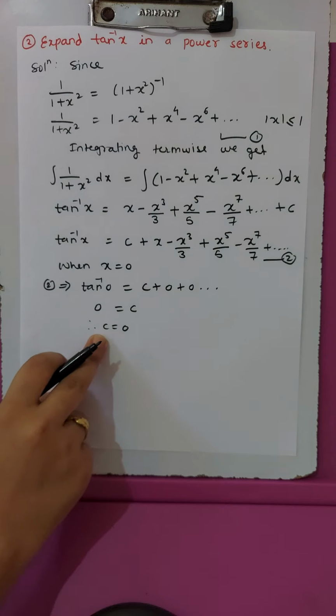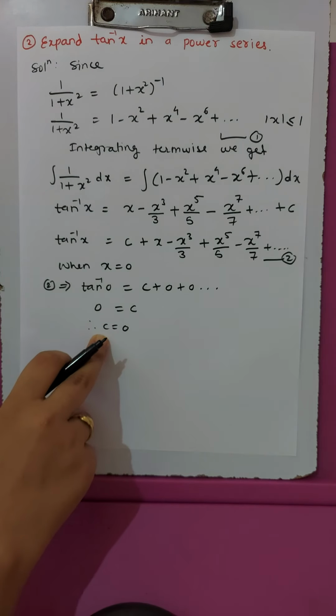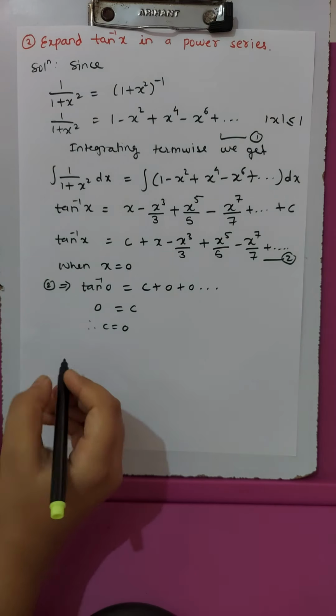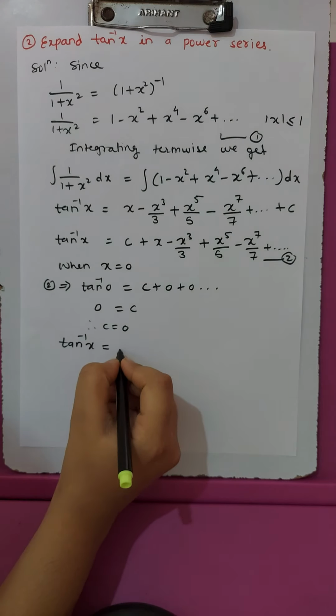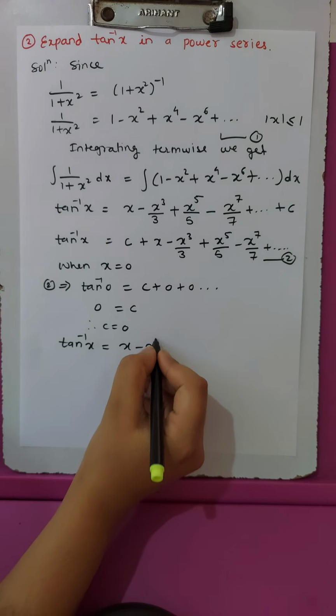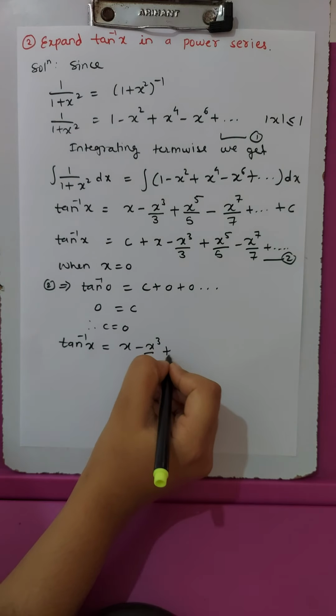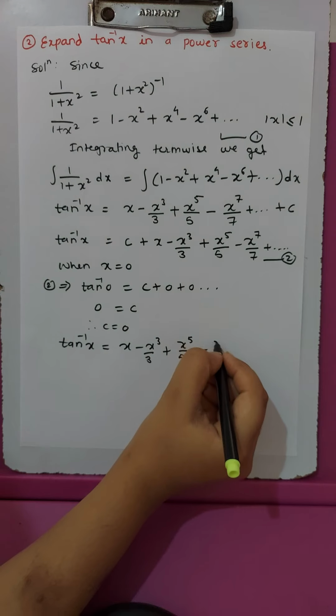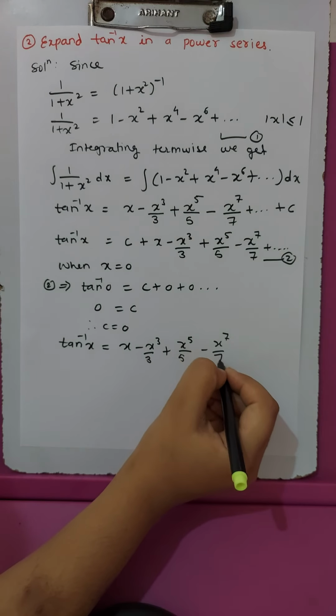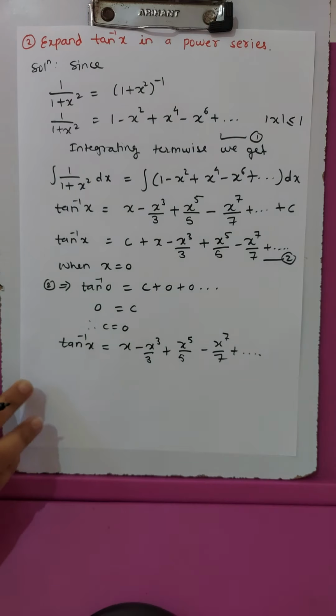Now using this c equals 0 in 2, we get tan inverse of x is equal to x minus x cube upon 3 plus x to the power 5 upon 5 minus x to the power 7 upon 7 plus, and so on, which is the required power series expansion of tan inverse x.